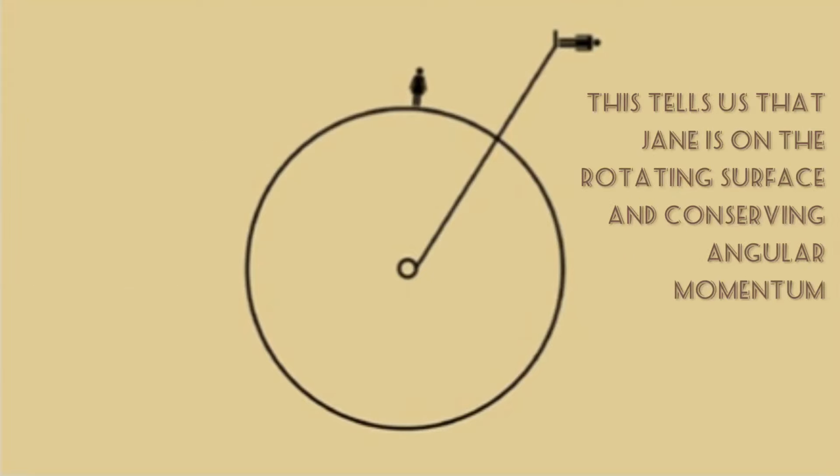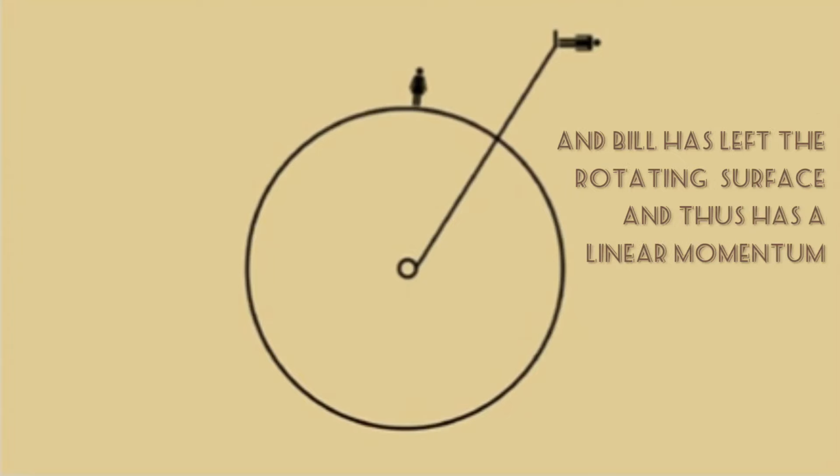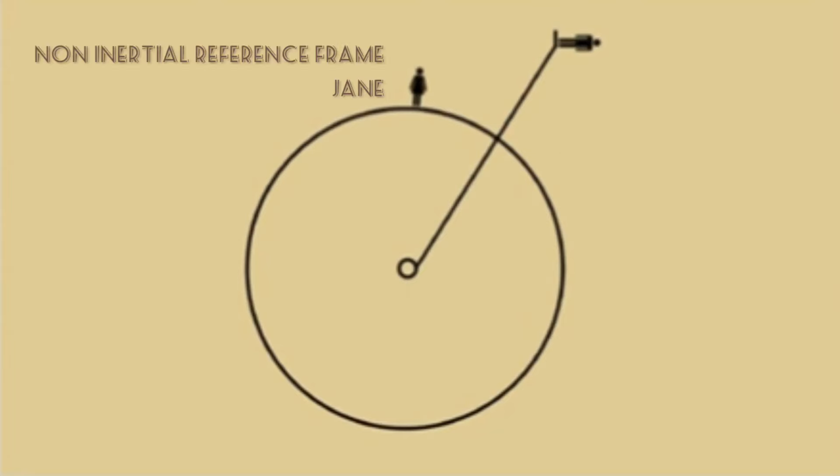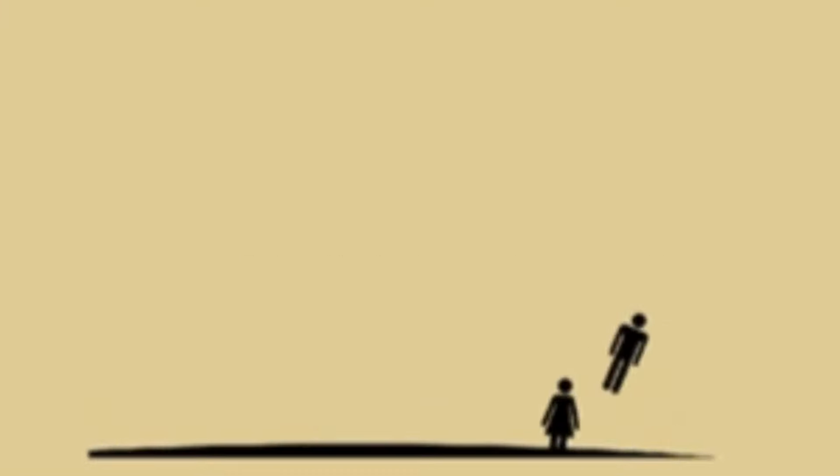This tells us that Jane is on the rotating surface and conserving angular momentum, and Bill has left the rotating surface and thus has a linear momentum. Bill no longer has angular momentum. For Jane is in the non-inertial frame and Bill is in the inertial frame. Let's look at it from another view.